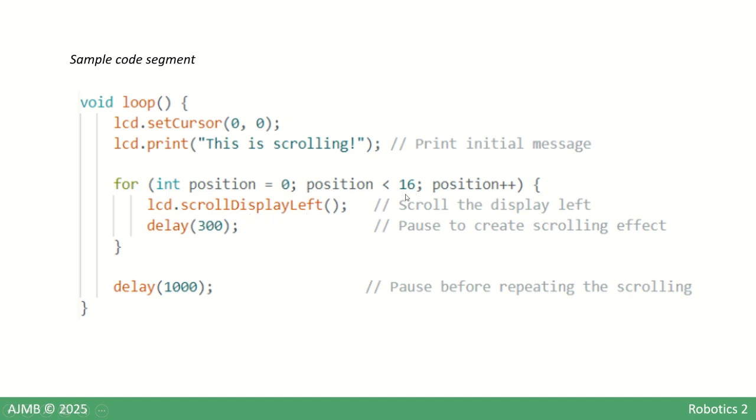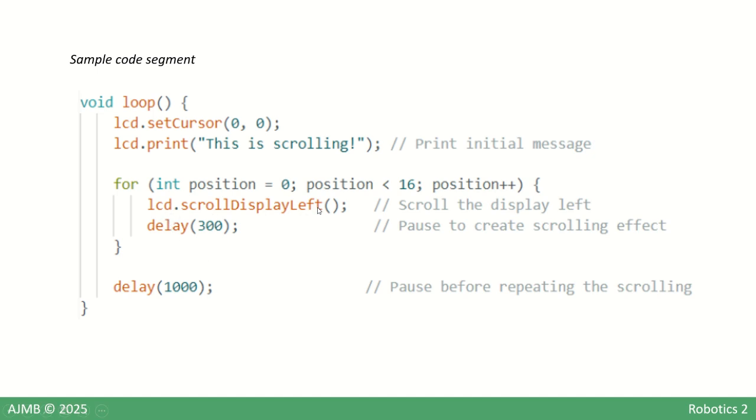It will be performed less than 16, so that's 15. So it's going to be performed from 0 to 15. And then the last parameter is just position with the plus plus, which just means that the increment is one at a time. So the first loop would be 0, always plus 1. So the second is loop 1 and then loop 2 until loop number 15 where it stops.